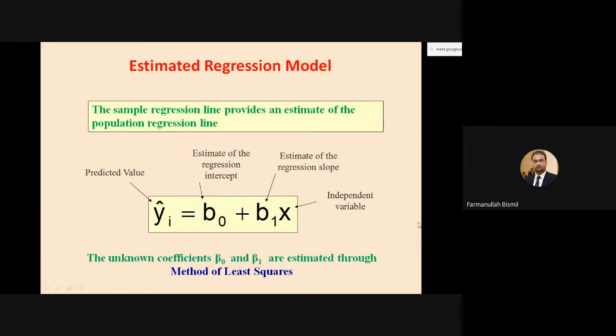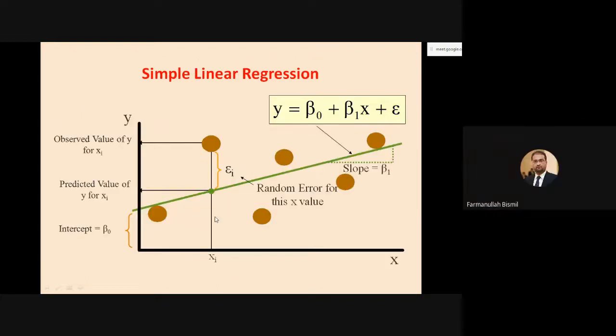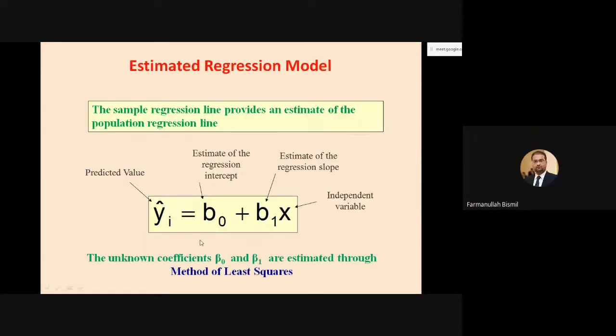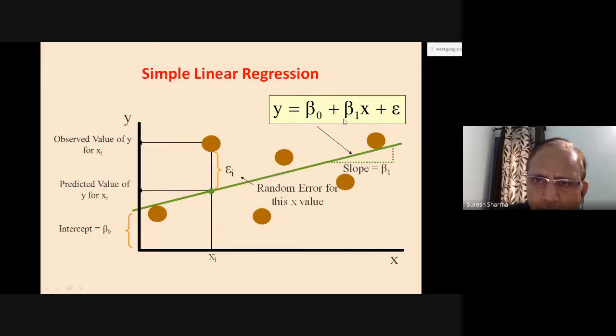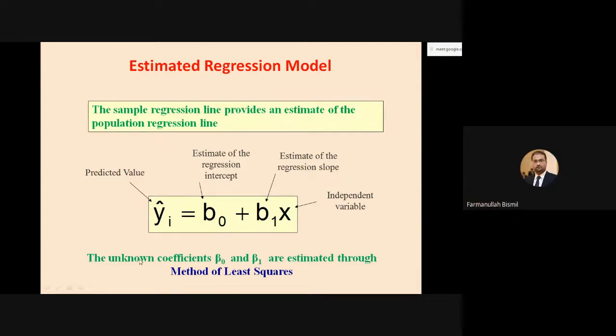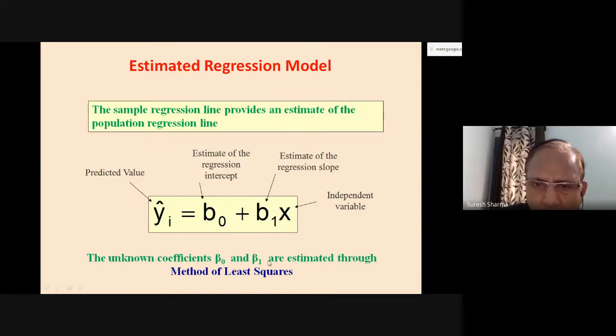In the example, b naught is an estimate of this beta naught. b1 is an estimate of this beta 1. How to get this estimate? I have written here: the unknown coefficients beta naught and beta 1 are estimated through the data by using the method of least squares. So there is a principle of least squares. We minimize the error sum of squares.